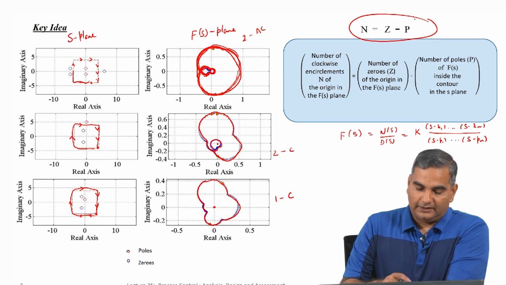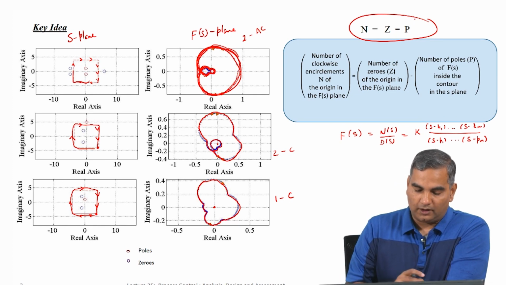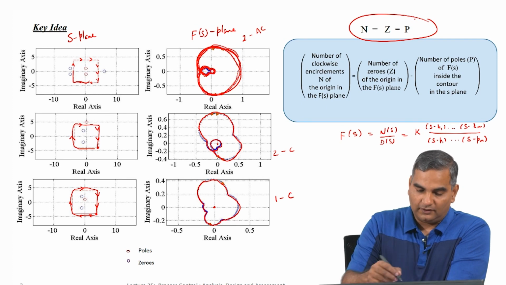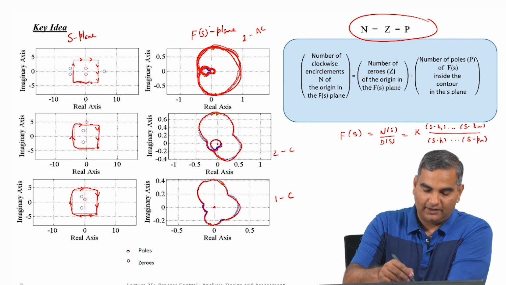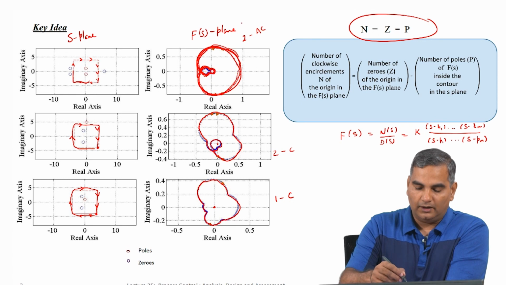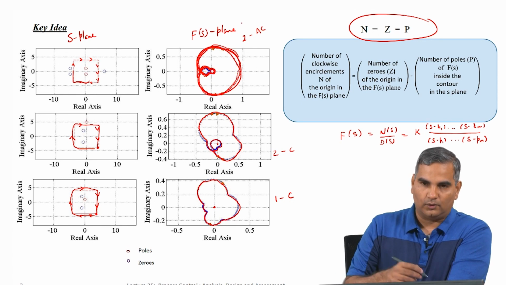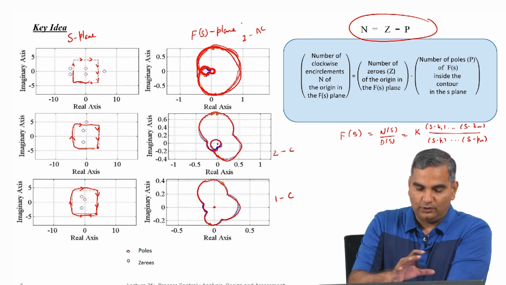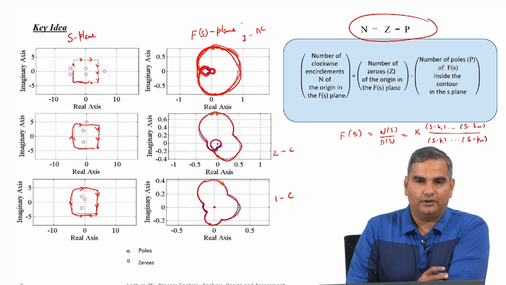Okay. And if you take this case, this will be 2 clockwise direction. So, N will be 2. In this case, this is 1 clockwise encirclement. So, N will be 1. So, this result, what will happen in the F of s plane? Will you have 2 anti-clockwise, 2 clockwise, 1 clockwise, 1 anti-clockwise and so on, can be specified actually without plotting this at all. That is the beauty of this result, right.